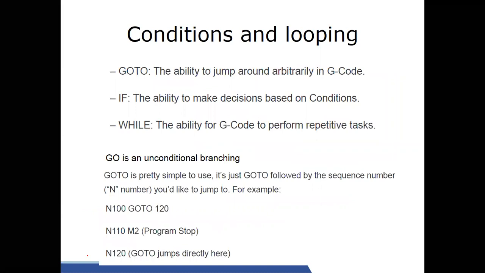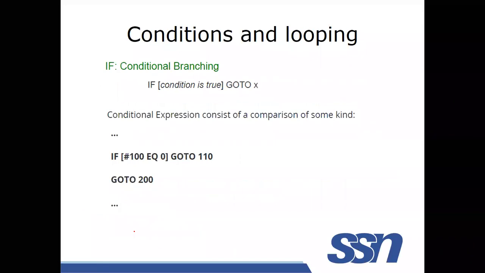So the next discussion is on conditioning and looping. Okay, so this is very popular. Unconditional jump, for this GOTO is used. For instance, you see this is block number N100. Here, GOTO 120 means what happens? After reading this, the program will go to this block. From here it will go straight away to this block without checking any condition. So this is an unconditional jump. GOTO is an unconditional jump.